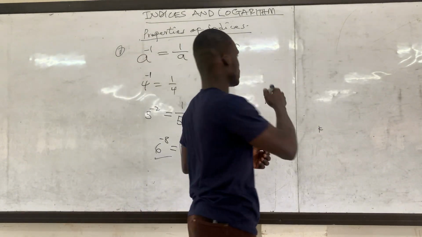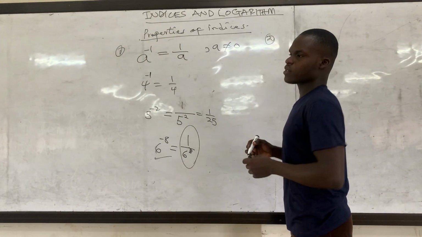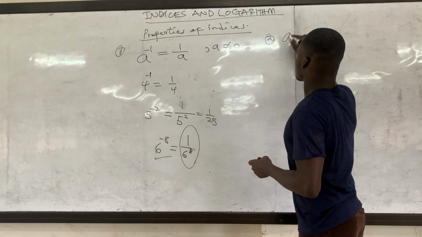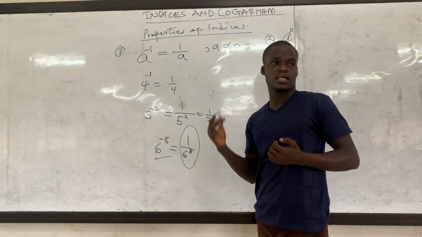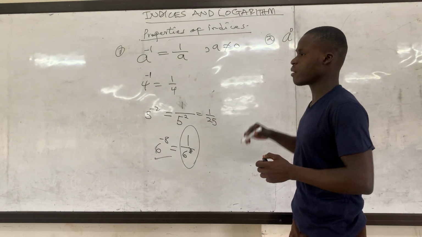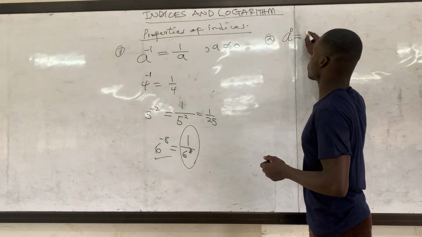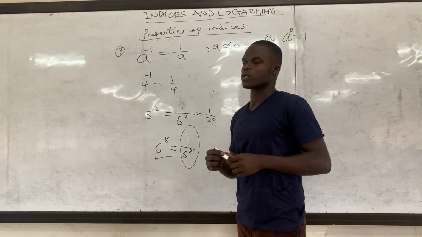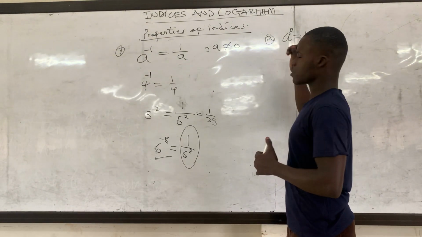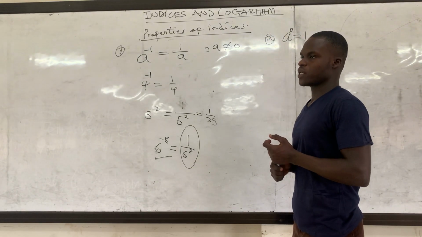Let's look at a second property. A second property tells us that any number, let's take a variable a. So any number like a, exponent 0 should be equal to 1. Okay, any number like a with the exponent of 0 should be equal to 1.